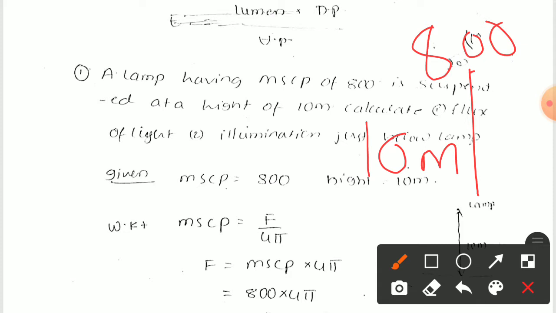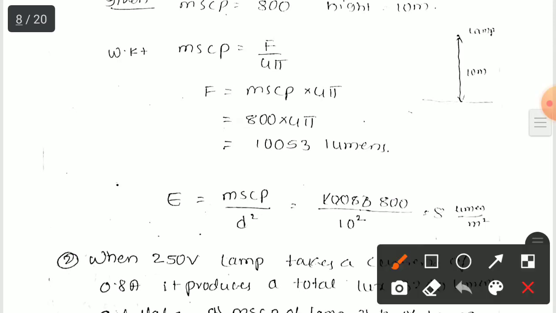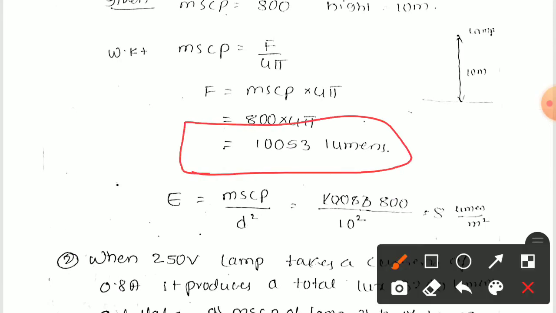We know that the equation for MSCP is MSCP equal to flux divided by 4 pi. So you can calculate the flux by multiplying MSCP with 4 pi. MSCP 800 into 4 pi, you will get the flux of the lamp. So you get 10,053 lumens as the flux emitted from the light.